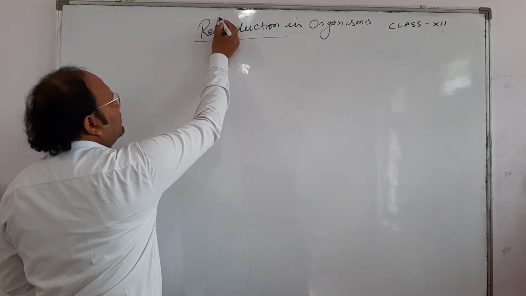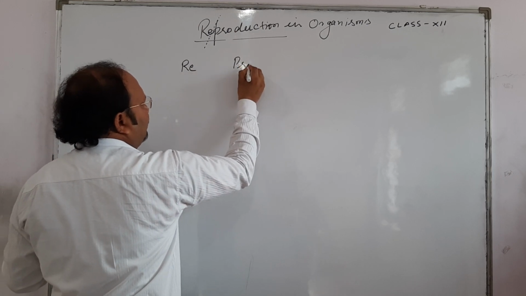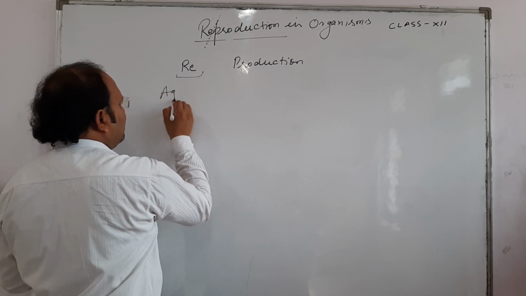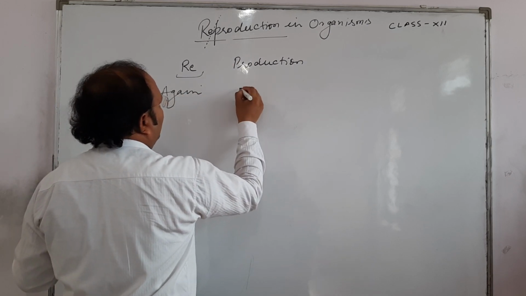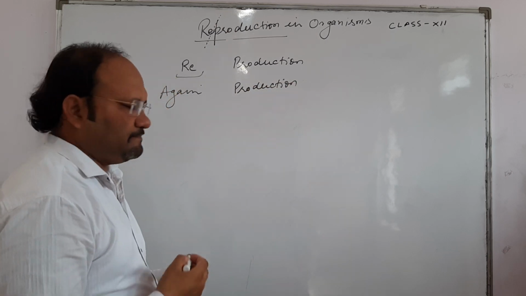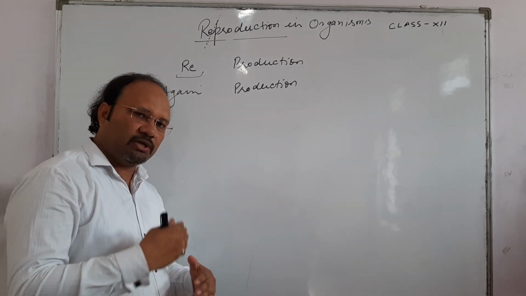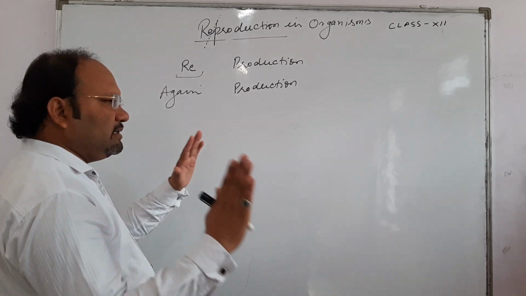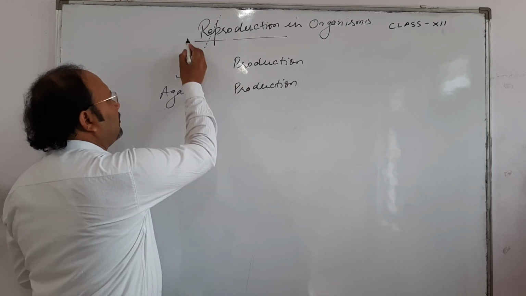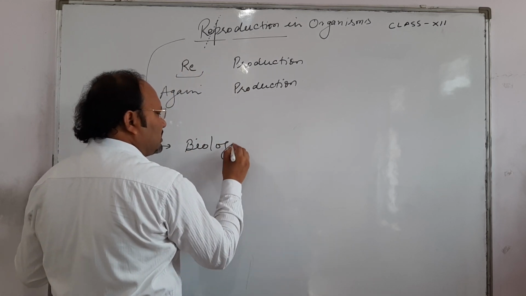So I break this word here, where I find re and production. We all know in English re means again, and you all know about production, that is formation or synthesizing. So what is the basic meaning of reproduction? Production again and again. But in concern with biology, what should be the exact definition? The exact definition of reproduction is that it is a biological process.